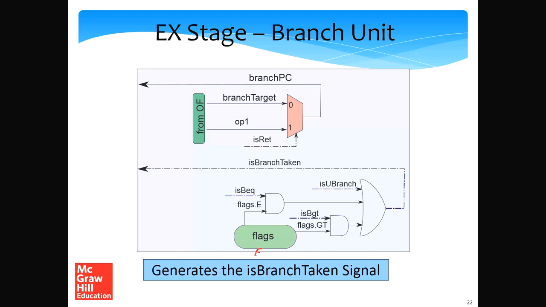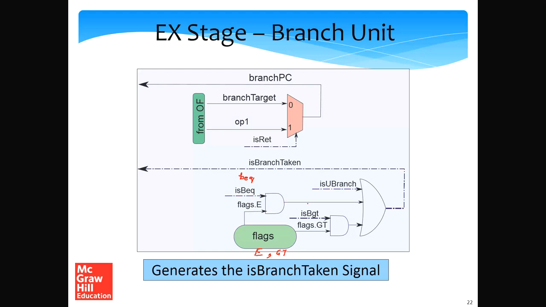The E bit is set if the last comparison led to an equality, and the GT bit, the greater than bit, is set if the last comparison led to a greater than condition, that the first operand is greater than the second. So now let's see. If the instruction is a BEQ, branch if equal instruction, then the isBEQ signal is set to true. If this signal is true and flags.E, the last comparison, had led to an equality, then this means that it should be a taken branch.